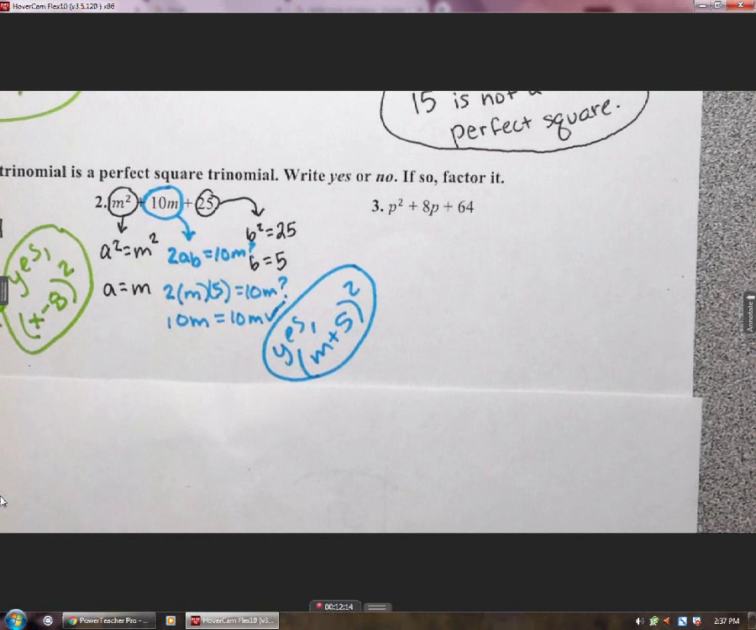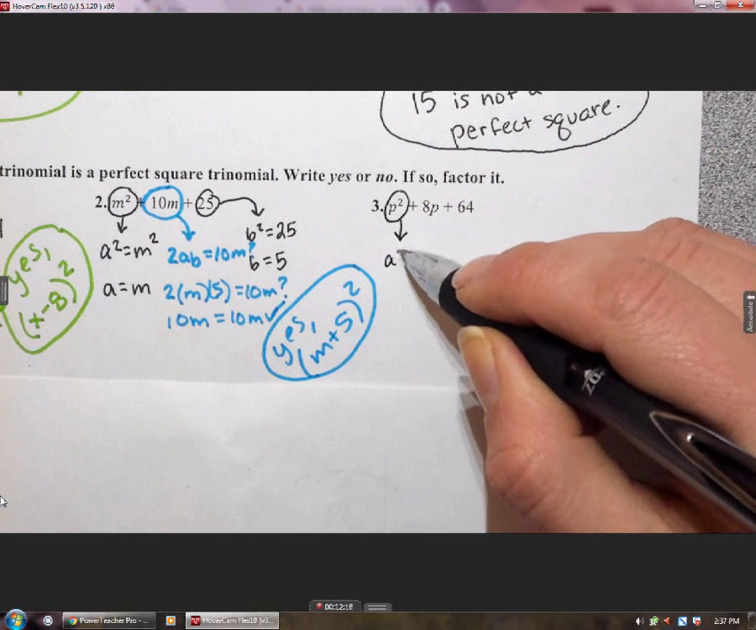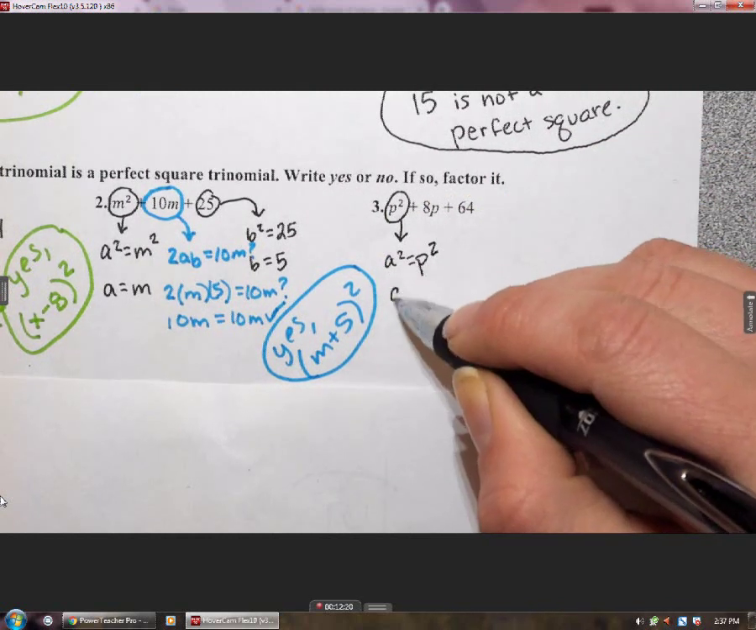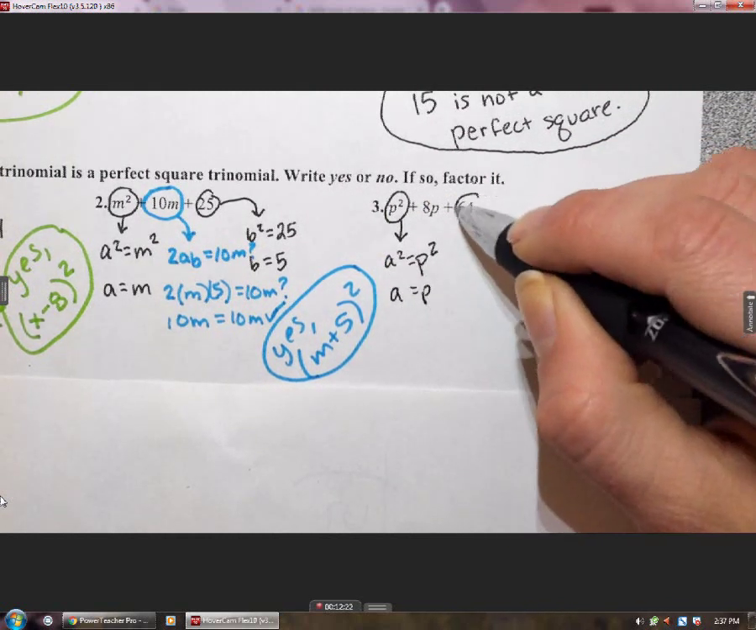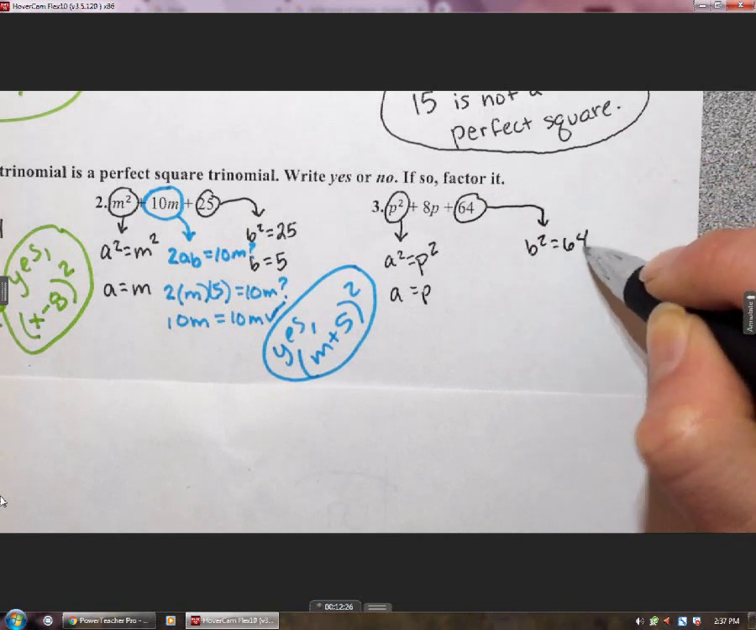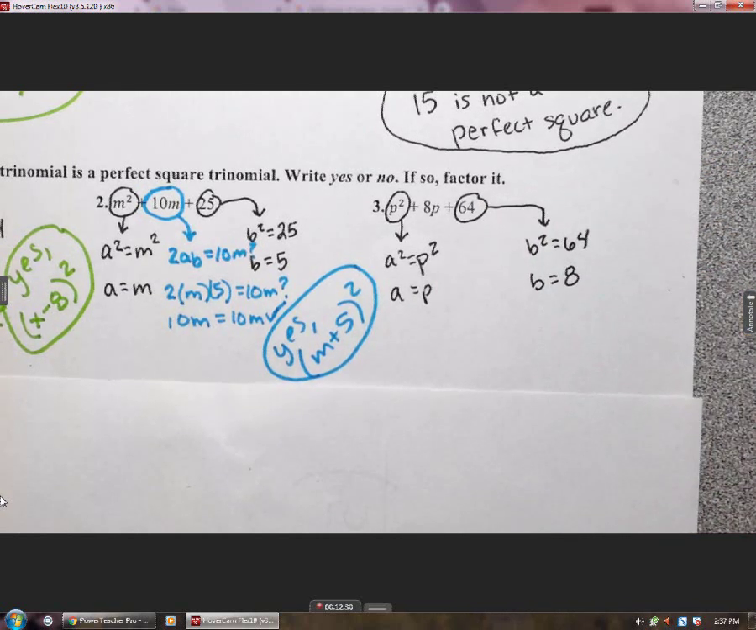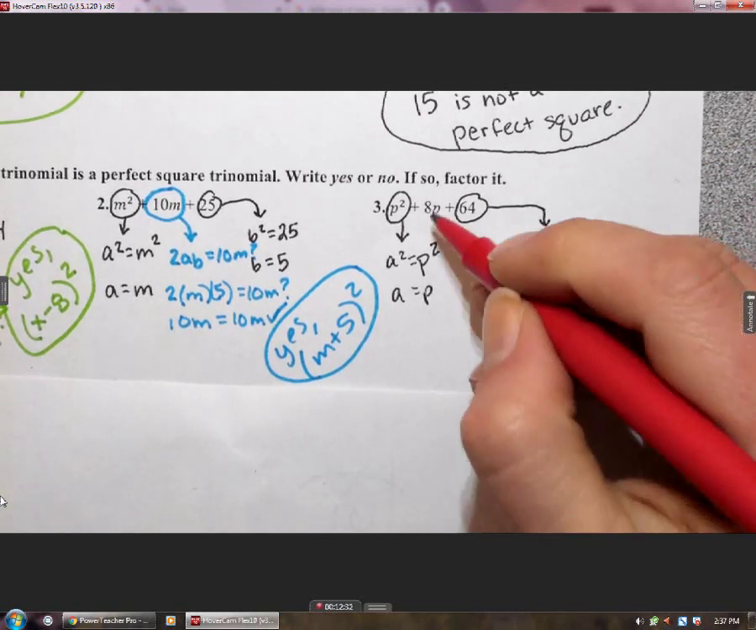Last one. I'm going to say a squared equals p squared. So what's a? Good. b squared equals 64. Is that a perfect square? Yes. So b equals 8. Let's check the middle one.